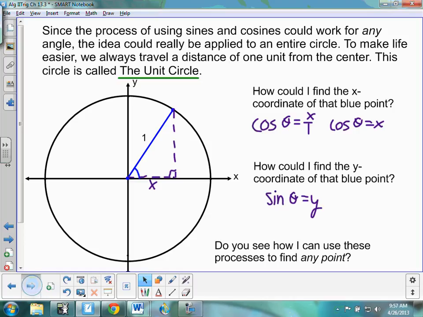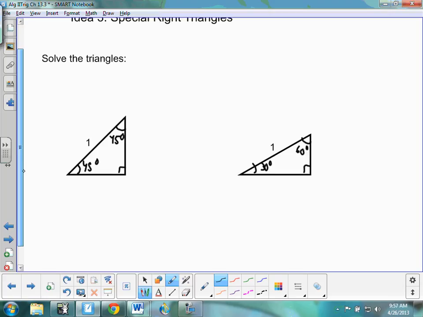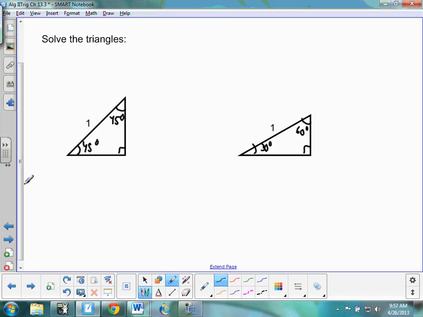Okay, here's our last third idea. We've talked about special right triangles before. We're going to do it one more time. In fact, we'll do it lots more. This is a 45-45 triangle. These pictures are actually accurate. This is 30-60. They each have a hypotenuse of 1. We're going to solve these triangles and find the other missing sides.